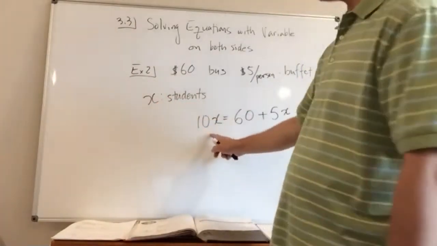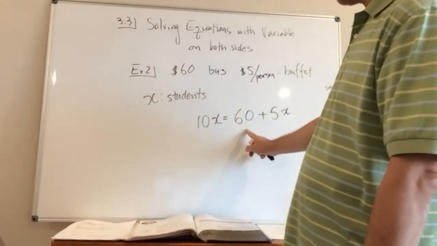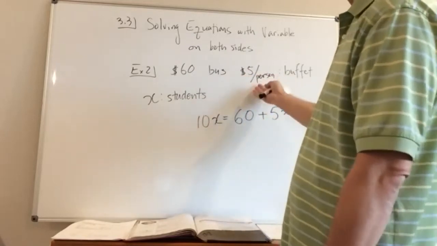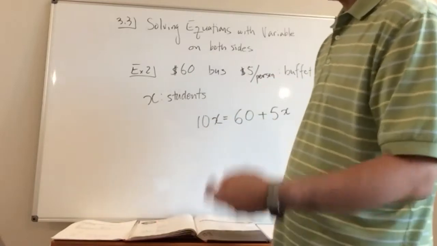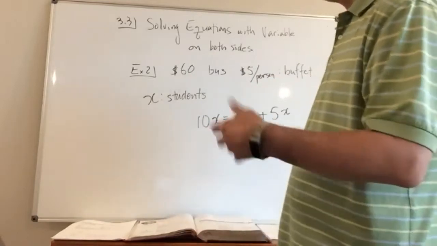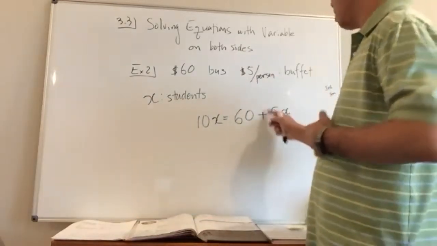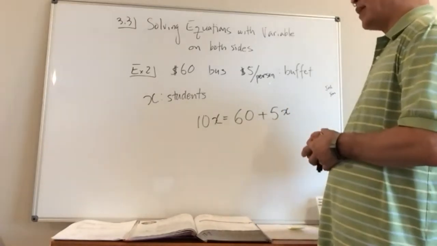And this money is going to be spent: $60 on the bus, and then $5 per person at the buffet. So for the buffet, it's going to cost how much? If I had 2 people, it would be 10, 3 people would be 15, 10 people would be 50, and so on and so forth, right? So it's going to be 5 times the number of people. So let's go ahead and now solve this.